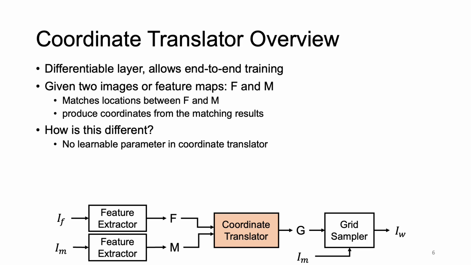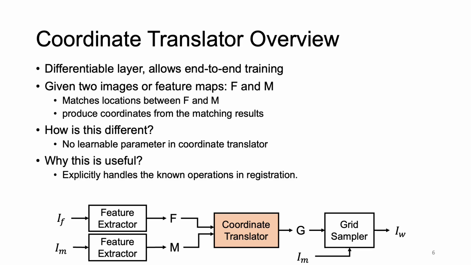Coordinate Translator handles this known procedure with a fixed but differentiable operation. It is more accurate and allows the trainable part of the network to focus on feature extraction. In the bottom figure, only the feature extractor has learnable parameters. To correctly register two images, we only need the feature extractor to produce similar features for the same anatomy in the two images without worrying about the coordinates of the image.